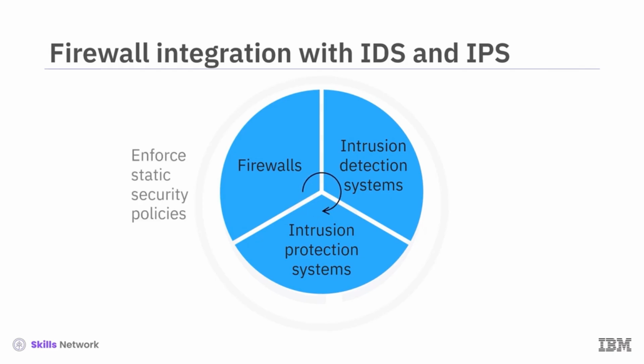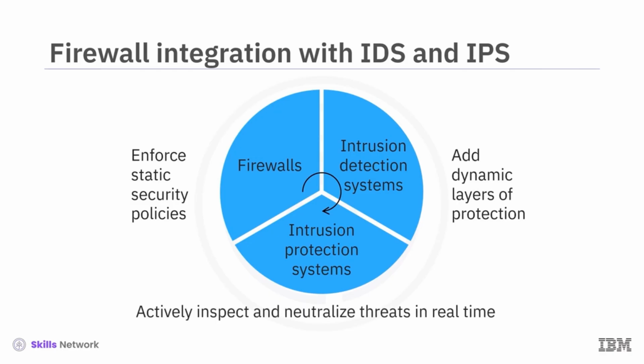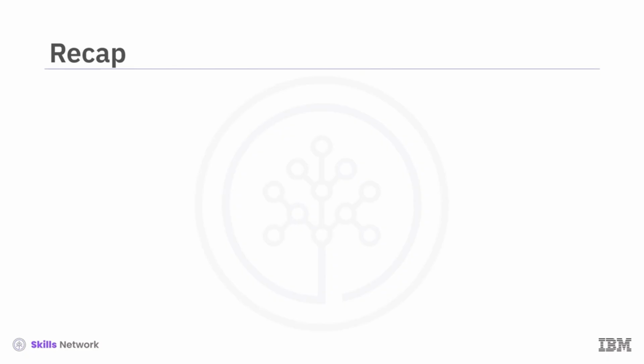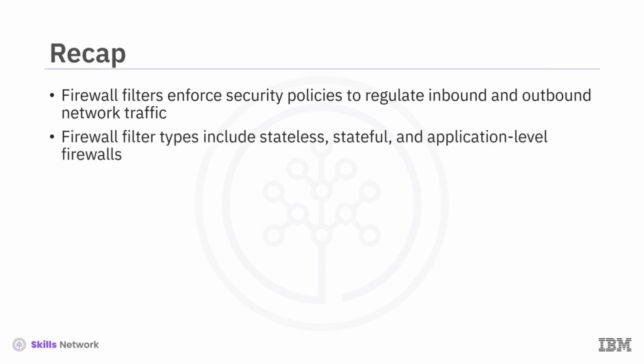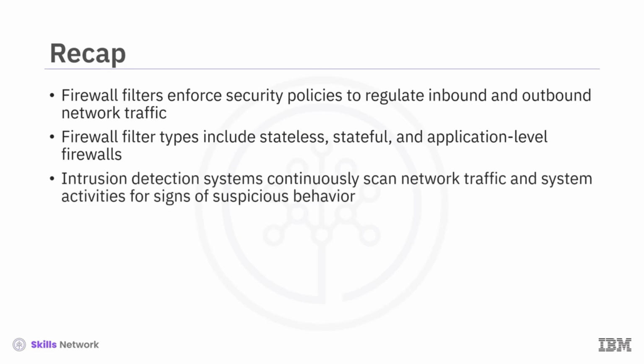While firewall filters enforce static security policies, IDS and IPS systems add dynamic layers of protection, actively monitoring and preventing potential intrusions or malicious activities. In this video, you learn that firewall filters enforce security policies to regulate inbound and outbound network traffic. Firewall filter types include stateless, stateful, and application-level firewalls. Intrusion detection systems continuously scan network traffic and system activities for signs of suspicious behavior.